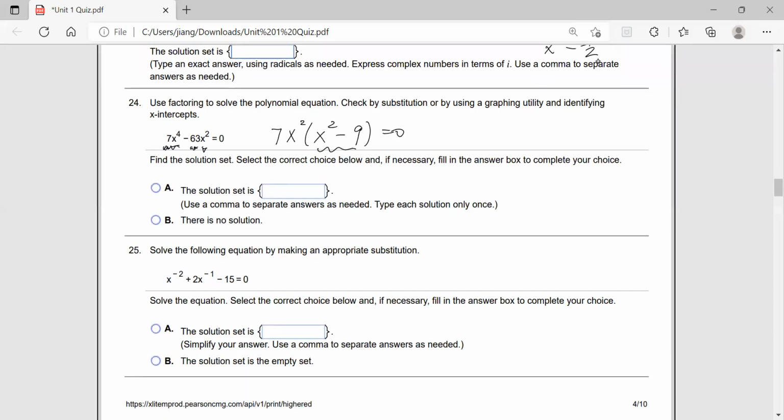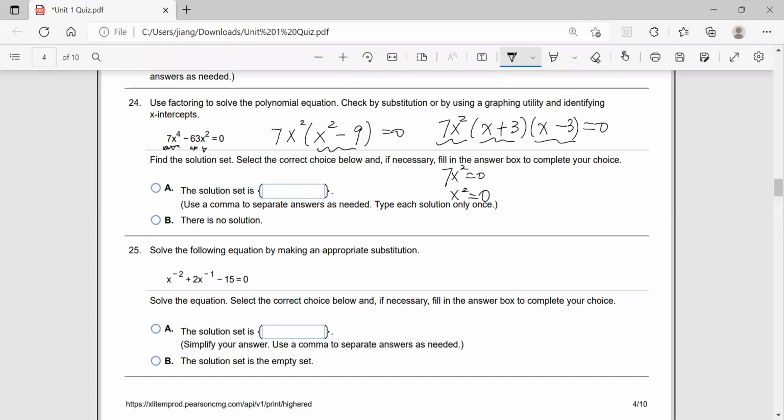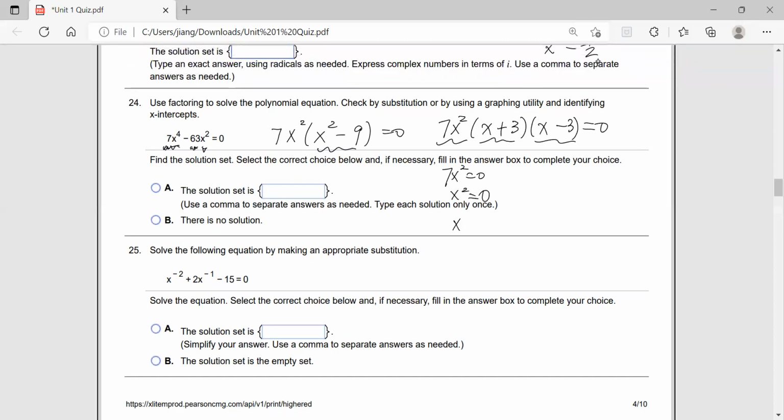And here, this is a conjugate formula, so I can continue to factor it. So I have 7x squared times x plus 3 times x minus 3. And solve them separately, because 7x squared equals 0, x plus 3 equals 0, x minus 3 equals 0. So 7x squared equals 0, divided by 7 both sides, x squared equals 0. So take the square root of both sides. x equals positive or negative 0. That is 0.